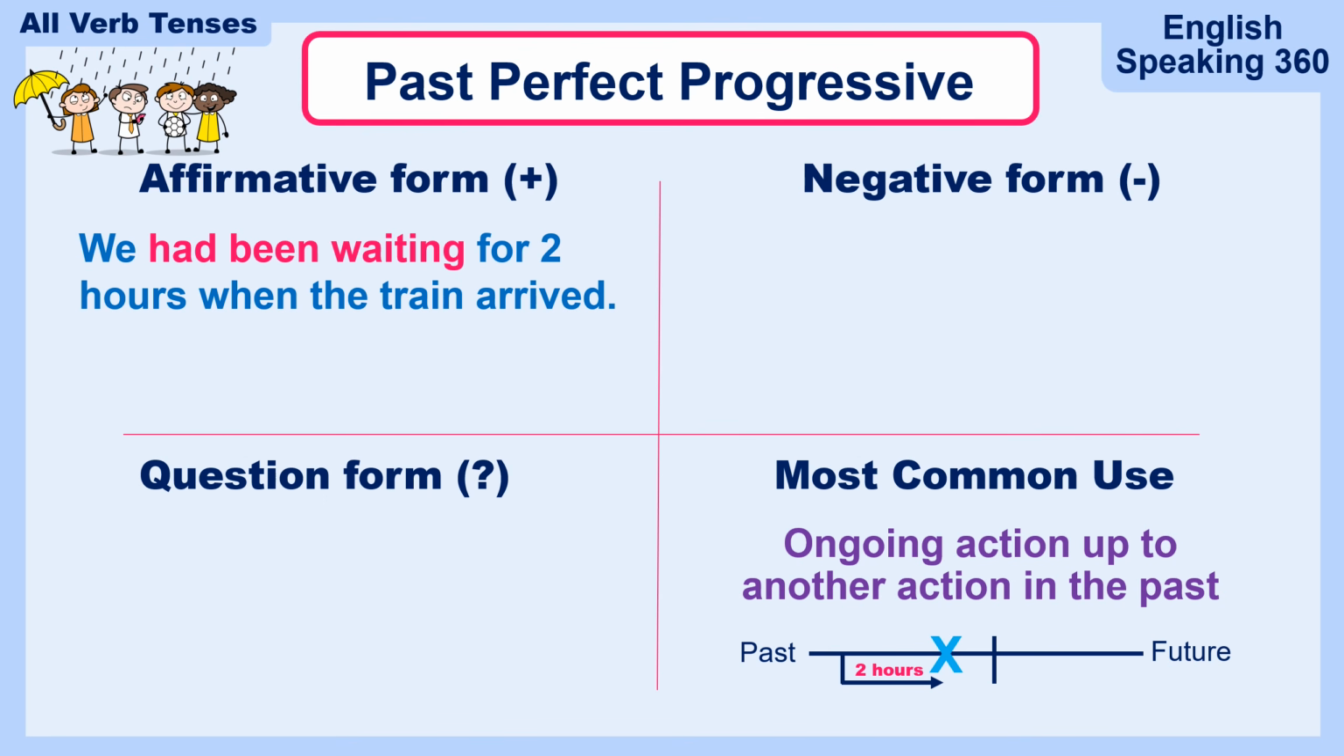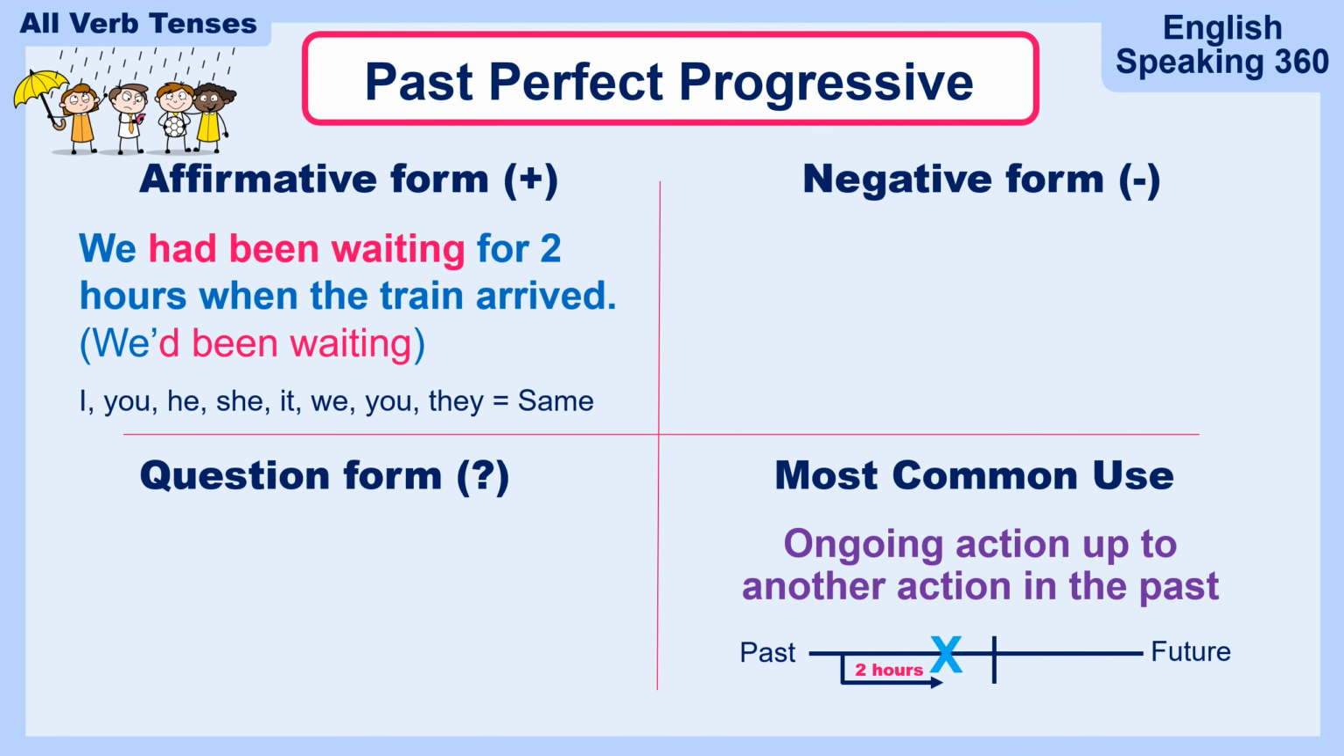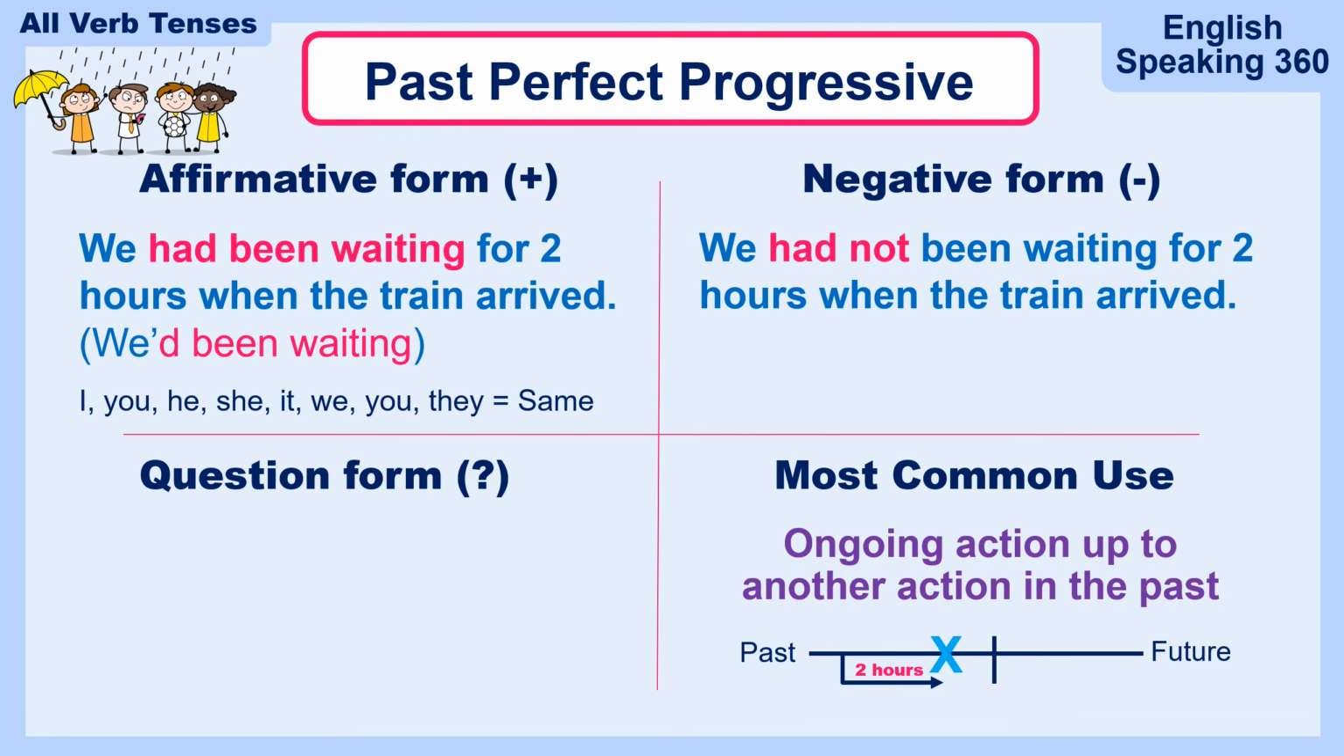You could also use the contraction. We'd been waiting. We'd been waiting for 2 hours. And once again, it's the same for all of the pronouns. I had been waiting, you had been waiting, they had been waiting. It's exactly the same. There is no change. How about the negative form? Can you guess? We had not been waiting for 2 hours when the train arrived. We hadn't been waiting for 2 hours when the train arrived.